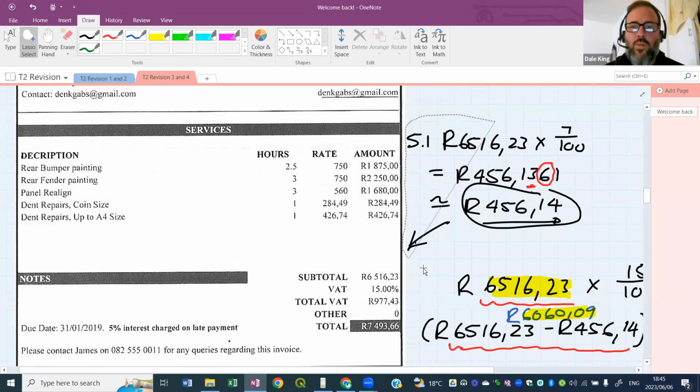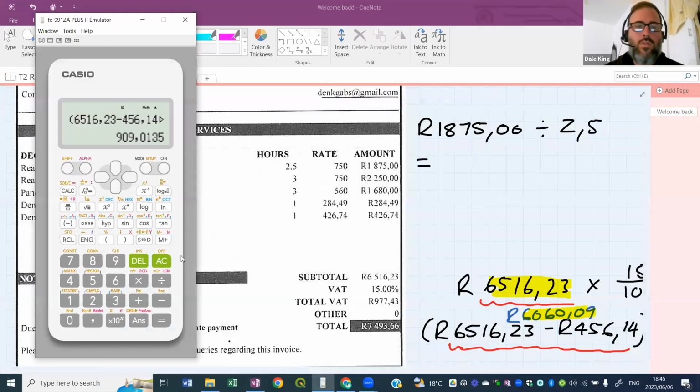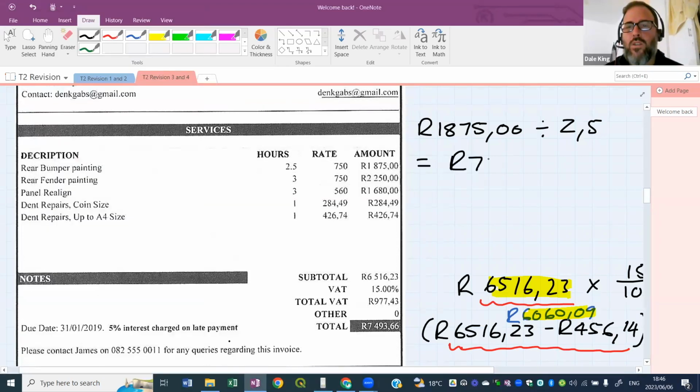Very good. We want a per hour rate. They've done 2.5, so you say take the total and cut this up into 2.5, which is 2.5, yes. All right. So cut it up into 2.5. So 1875 divided by 2.5. It will give you the 750. So yes, 750 is the hourly rate. Now, thank you very much, Katlejo. Good job. Thank you, sir. All right. So it's 750.